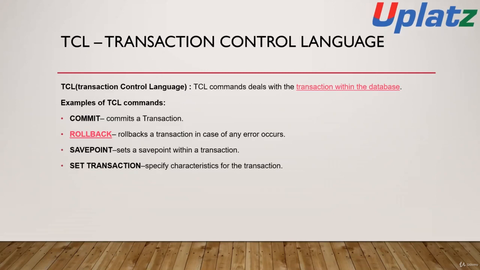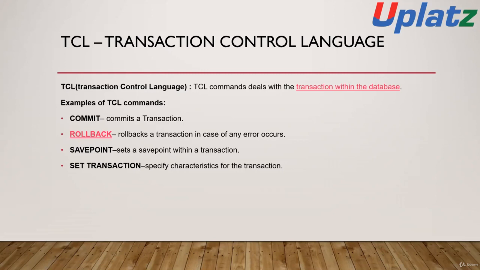Next in line we have TCL, that is transaction control language, which deals with the transactions within the database. There are 4 different examples we would encounter in the later part of the course for TCL commands: commit, rollback, save point, and set transaction. Commit is that whenever a transaction is successful, the database commits itself, saying that this is the final state. And rollback. What is rollback? Whenever there is a system failure, all the transactions are rolled back to their original state.